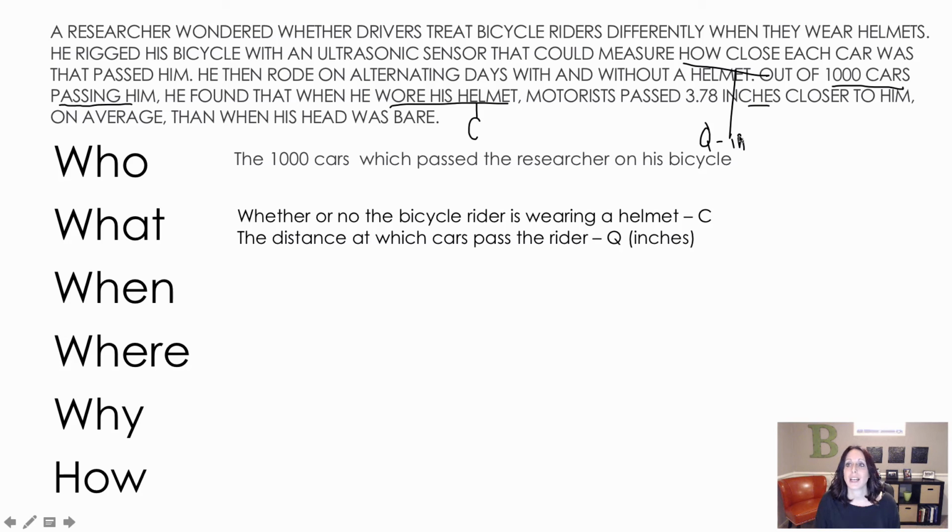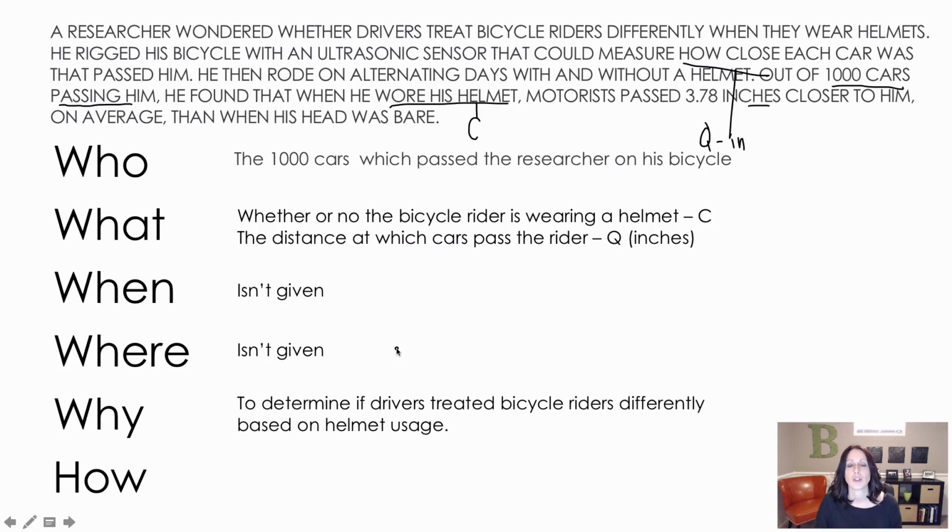When? It doesn't really say in here when. It also doesn't say where, so we just know that it isn't given. Why are we measuring this? Because he's curious how motorists respond whether or not he's wearing a helmet. So he wondered whether drivers treat bicycle riders differently when they wear helmets. So that's the why, to determine if they treat bicycle riders differently. And the how, well, we don't know a lot about the how. We just know that he's using an ultrasonic sensor, so we're assuming that that's giving those values to him.